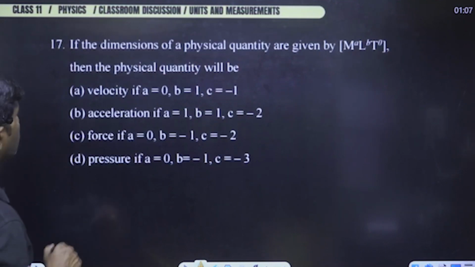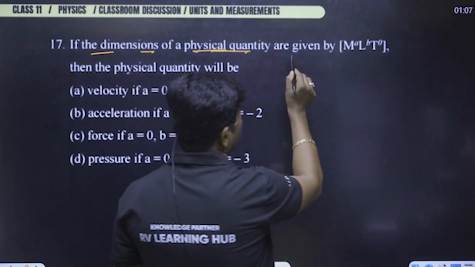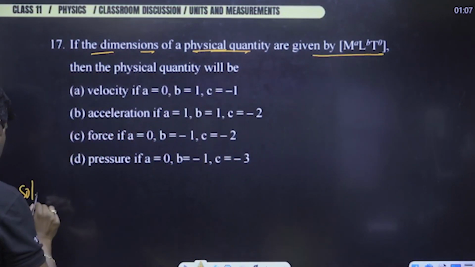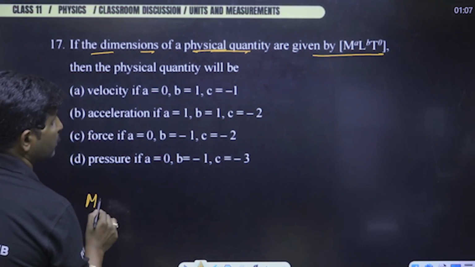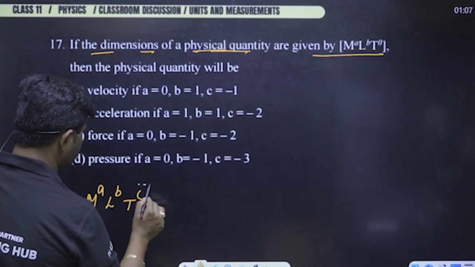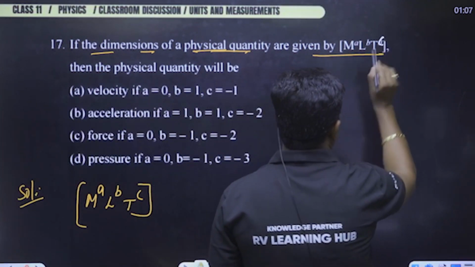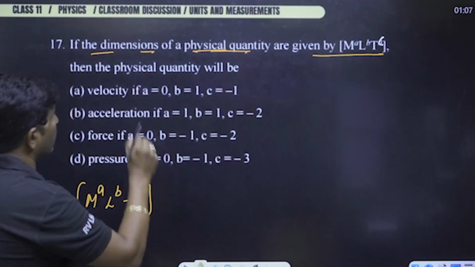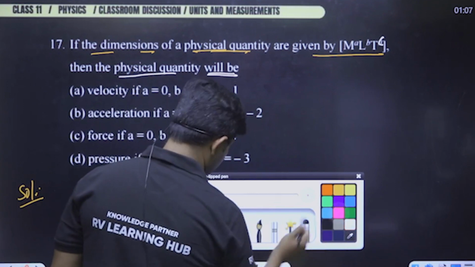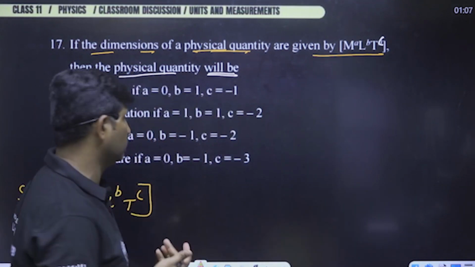What they are saying to us, if the dimensions of physical quantity are given by, so please go through it here. What they are saying? M power A, L power B, T to the power of C. So please make correction, that is C. Then physical quantity will be. Okay. Same, we have to go for option verification. There is no other method.